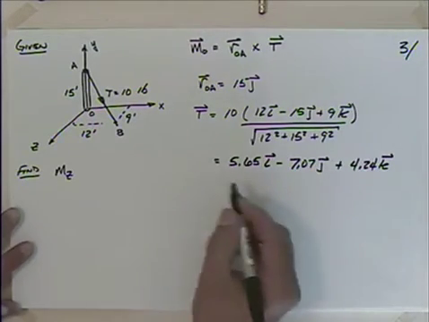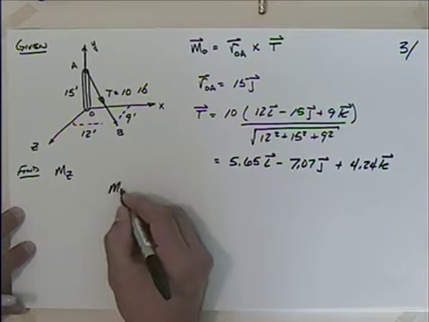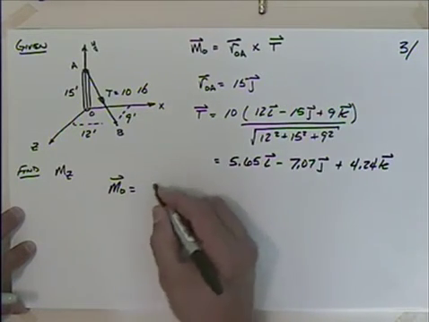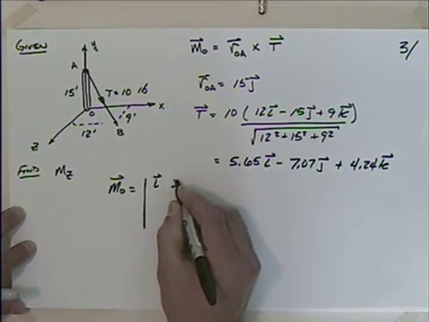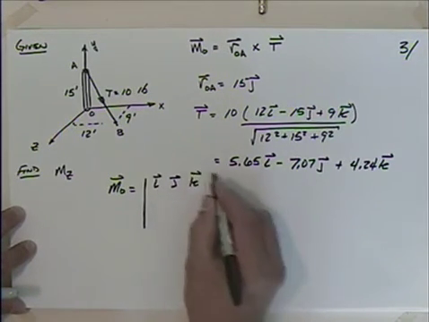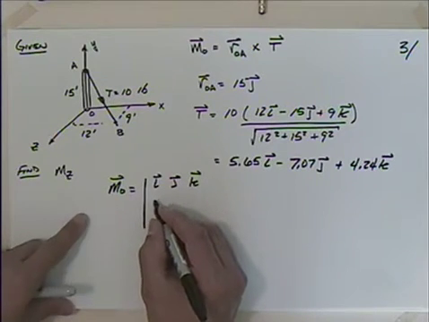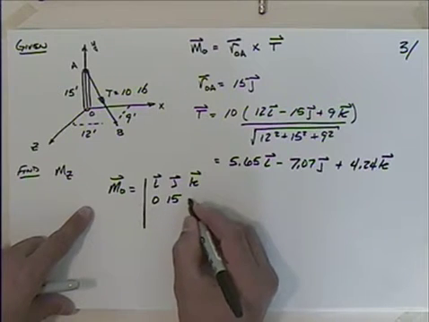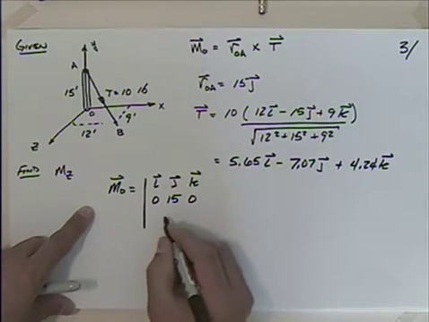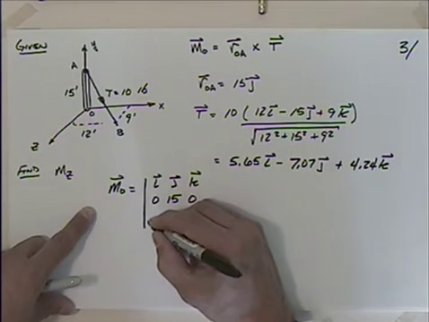So we can say then, if we do that crossing, that the moment about O is going to be equal to, we put that into our vector form, I, J, K, or crossing form. We're going to have what? 0, 15, and 0. That's what that looks like. And then 5.65, squeeze this in here.